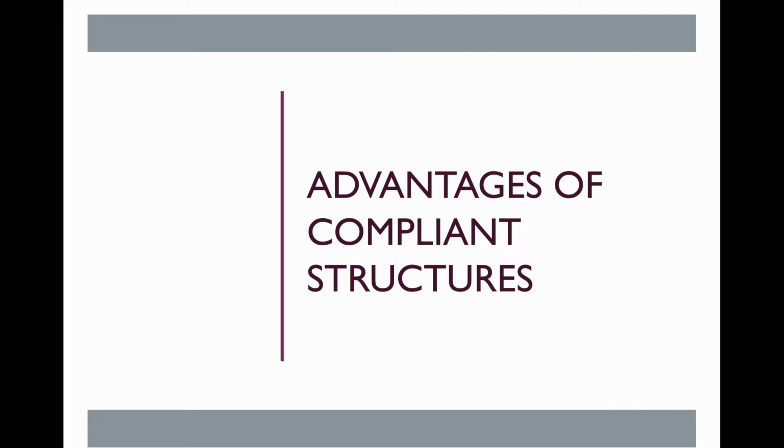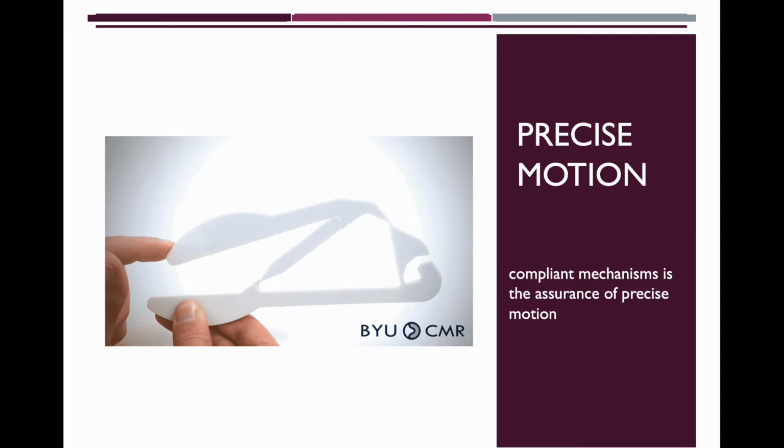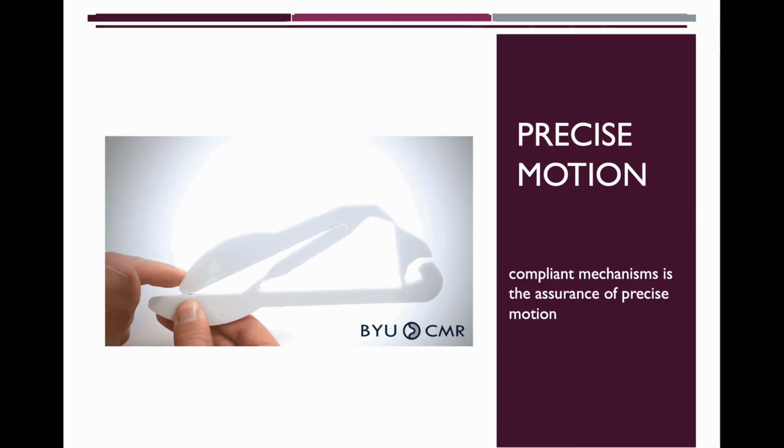There are many advantages of compliant structures due to these attractive properties, and the most important of them is precise motion, as you can see in this video. A very important aspect of compliant mechanisms is the assurance of precise motion. The tests have shown that those structures worked very well and the repeated motion was always accurate and precise.